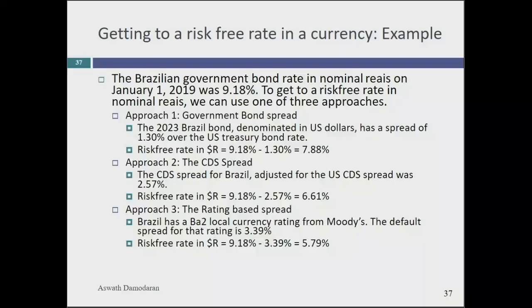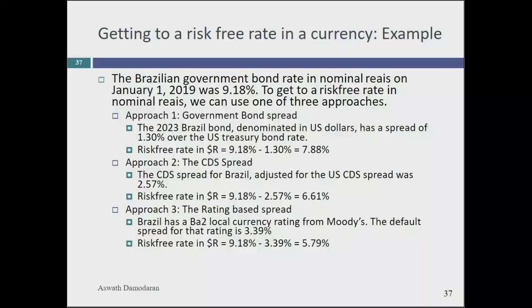Holding all else constant, which one should give you the highest value then? Getting the lowest risk-free rate will mean you're building off a lower base. So let's go with the rating-based spread of 3.39%. Here's why it doesn't matter. This is just your risk-free rate. Later on, I'm going to come and ask you for a measure of the country risk premium in Brazil. And guess what? You're now stuck. You can't change your mind at this point.